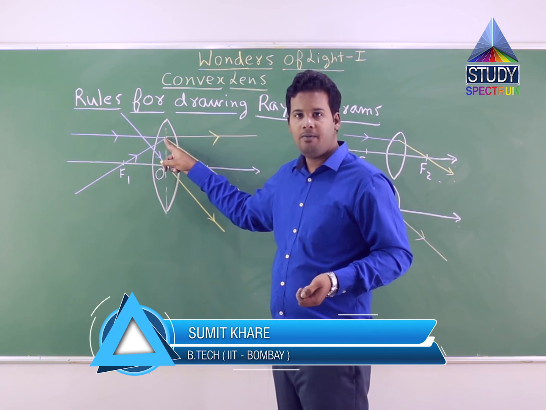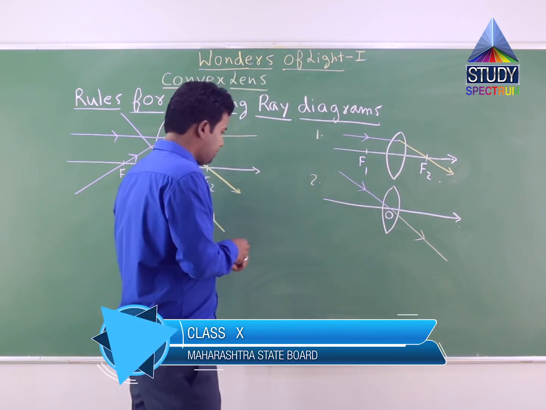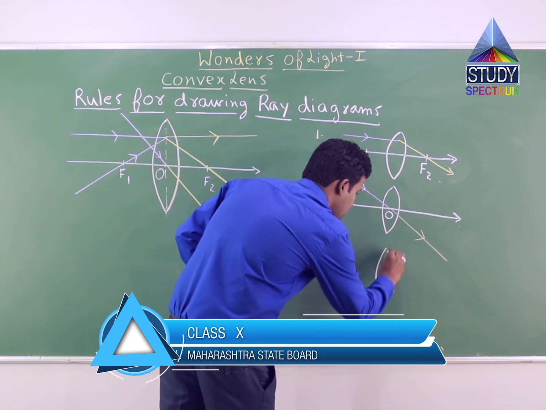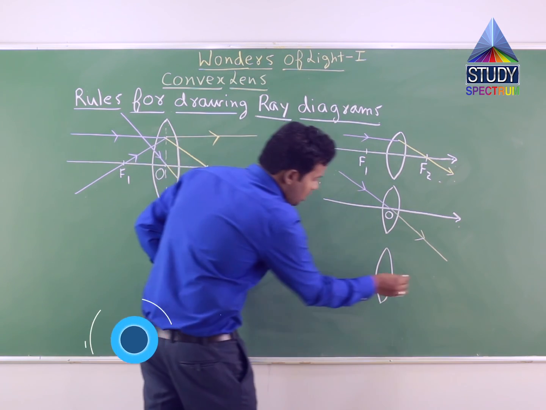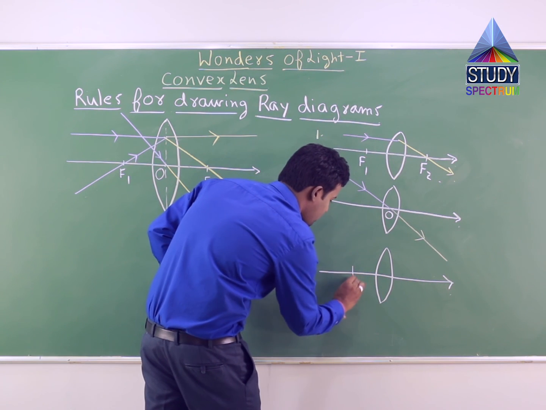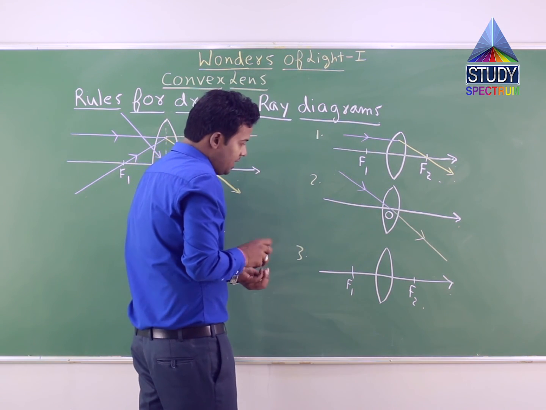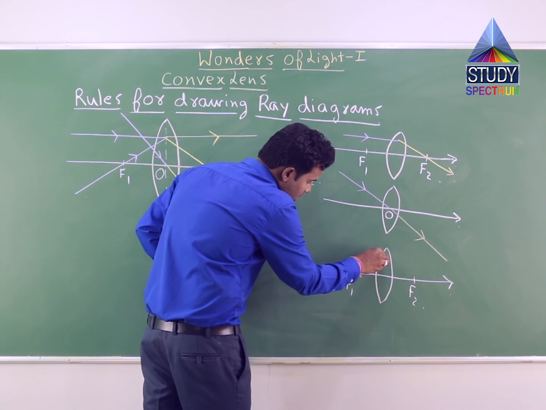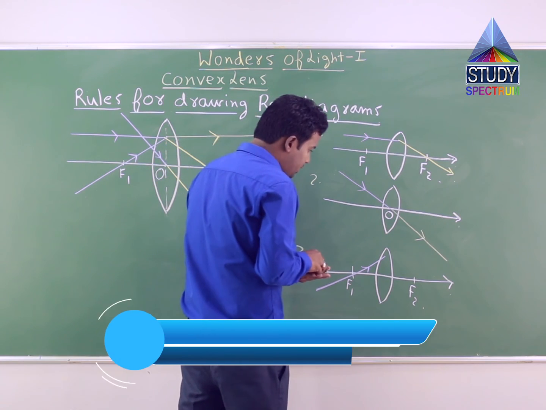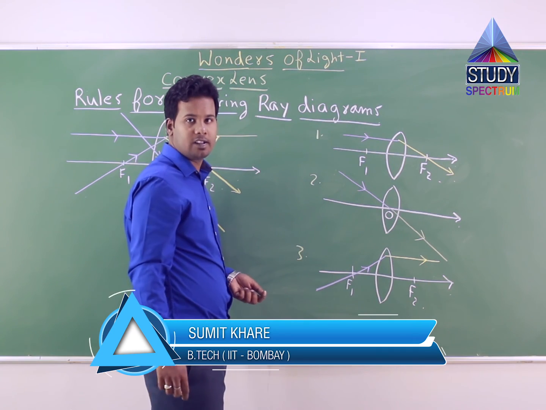The moment it hits this line, it will become parallel to principal axis. So the third case is, if I draw a convex lens here, and this is your principal axis, this is focus point F1, focus point F2, and if the incident ray is passing through focus point F1, then after refraction, this ray is going to be parallel with principal axis.